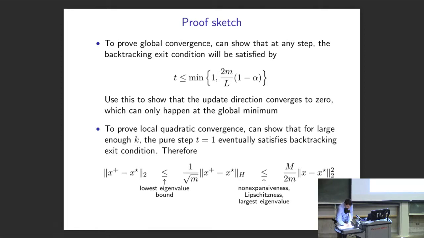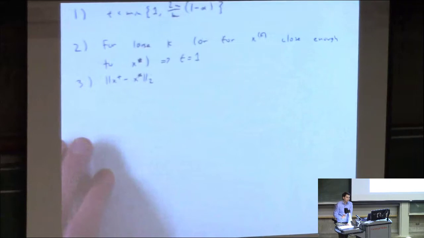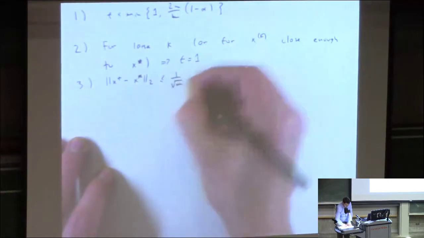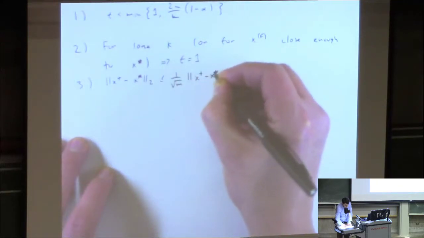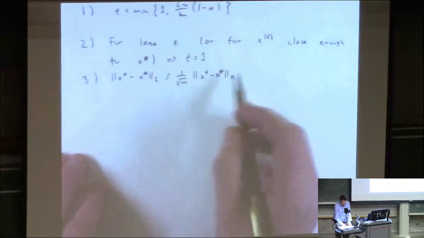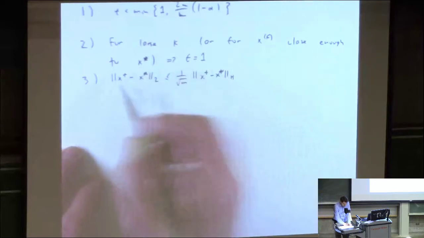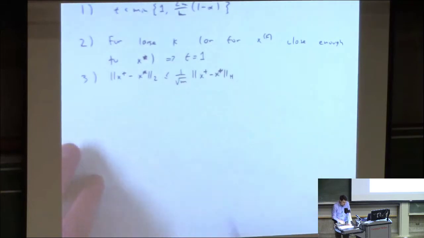So if you have x plus minus x star, the 2 norm of this is first of all going to be less than or equal to 1 over root m times the H norm of this same thing. That's just a simple property of H norms, because this thing is going to be bounded, where it can only scale down by 1 over root m, where m is the smallest eigenvalue of H.